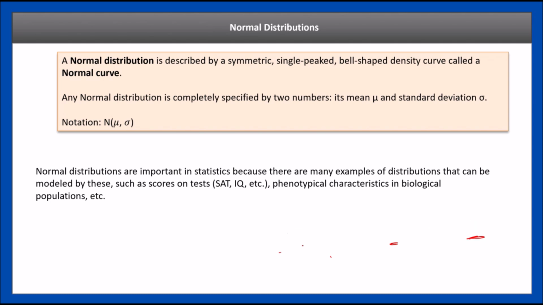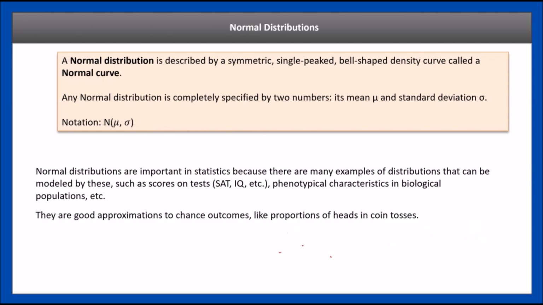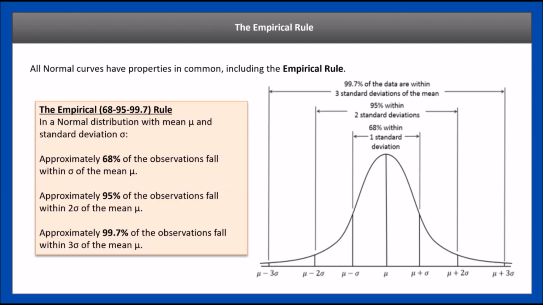In this case, let's take a look at another example. Another example would be chance outcomes. If you had the proportion of heads and tails, we know that if we were to graph this, it would have a good shape that is normal.